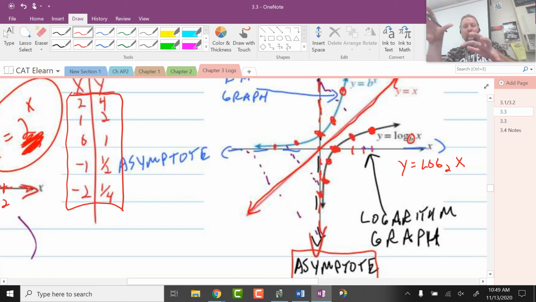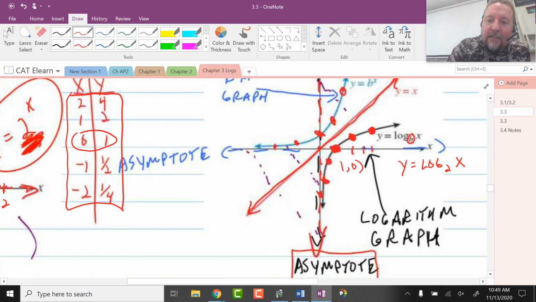The base being 2, just like the base being 2 in the exponential. 1 comma 2 becomes 2 comma 1. Here's the big kicker. 0, 1 becomes 1 comma 0. That is the numero uno, most important point in a logarithm. 1 comma 0 is the point where we want to know where that ends up when we do some shifting and so on and so forth. Negative 1 comma half is now a half comma negative 1. Negative 2 comma a fourth is now a fourth comma negative 2.